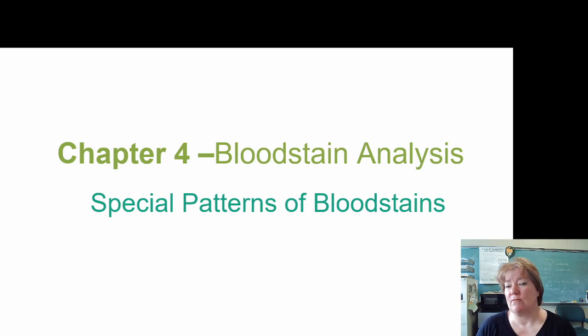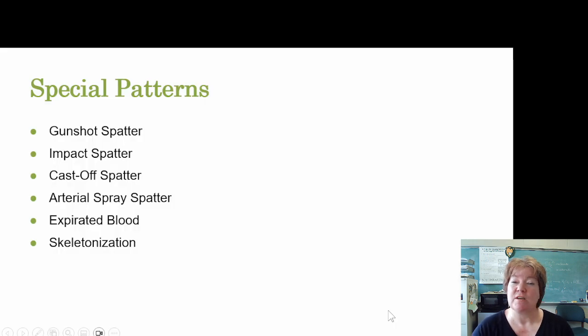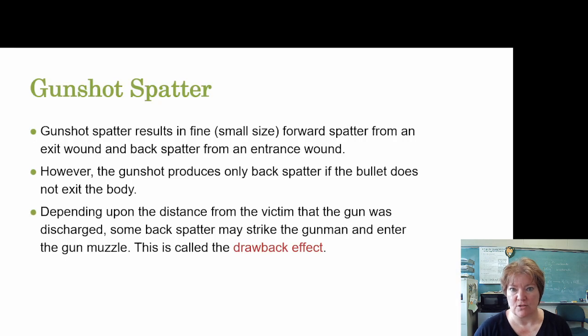We move into talking about special patterns of blood stains. These are six patterns that we want to specifically know. So we have gunshot spatter, impact spatter, cast-off spatter, arterial spray spatter, expirated blood, and skeletonization. Let's go through them one at a time. We begin with the gunshot spatter.